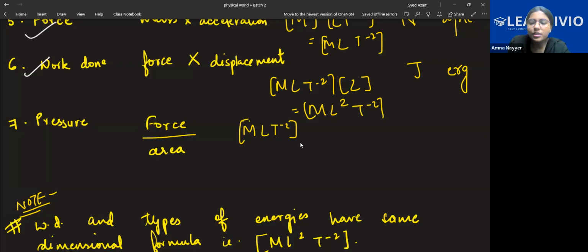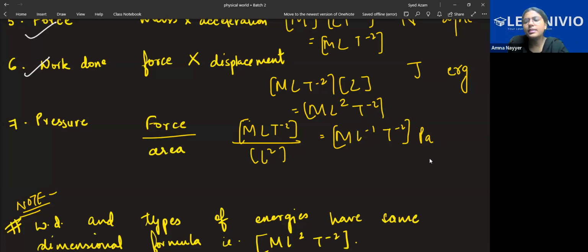This is force. Divided by area, which is L square. So that is ML to the power minus 1 T to the power minus 2. SI unit is pascals for pressure. See, you can simply use Newton per meter square. So this will become dyne per centimeter square. Both of these are valid, but for SI unit, it's better if you use pascals.